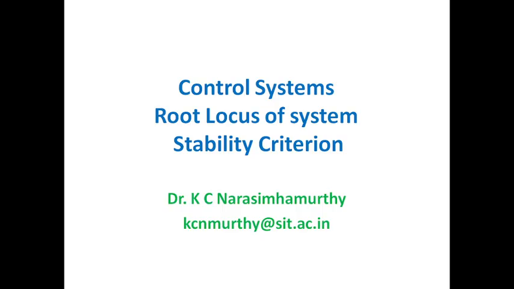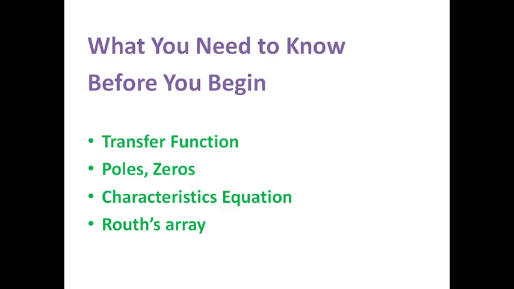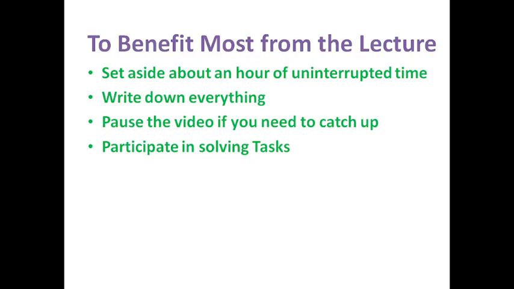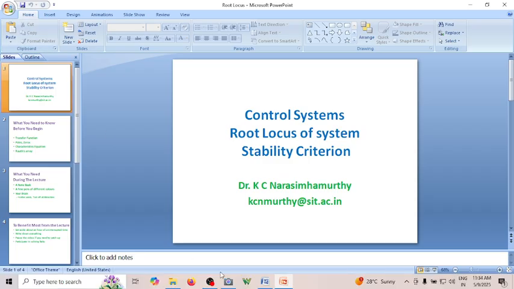In this video, we will have a look at stability criteria using root locus system. To understand this video, you should know what a transfer function is, poles and zeros, and of course the characteristic equation. How do we write the roots of a given characteristic equation? With these prerequisites, let us start the root locus.